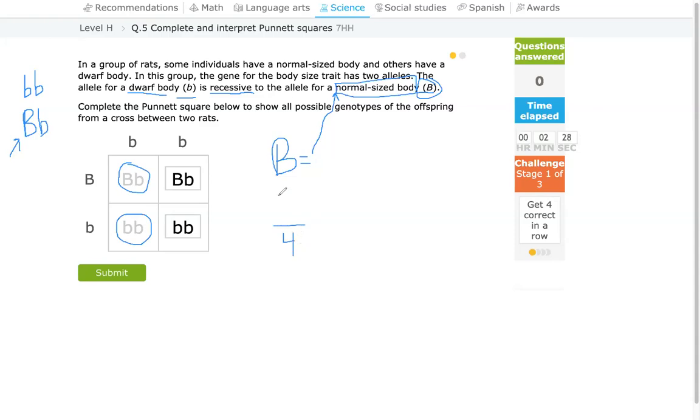Okay, Miss Gloria says 2 out of 4 will have normal sized bodies because we have 2 here with the capital B's. If we were to reduce that, that would be 1/2, okay? Which also means that 2 with the recessive gene will have dwarf sized bodies. All right, let's practice that again.